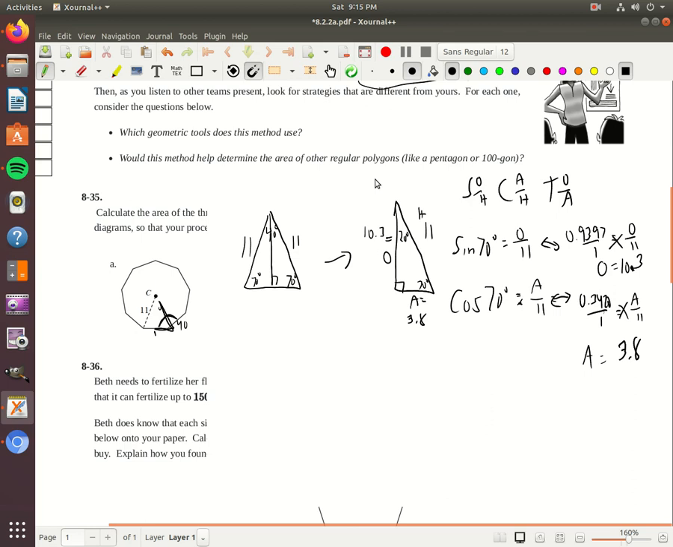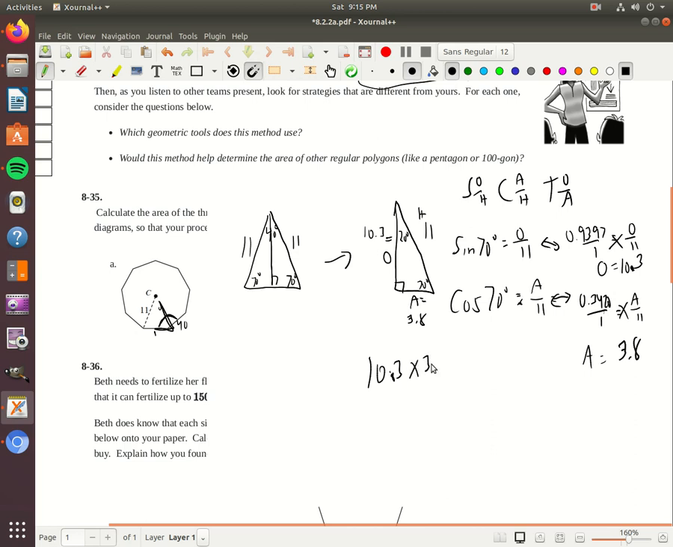My goodness. Why? Okay, so I'm going to go 10.3 times. I was having calculator troubles, if you're wondering why I'm groaning over here.